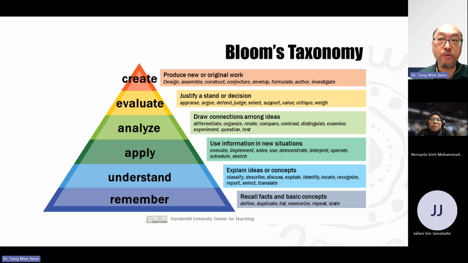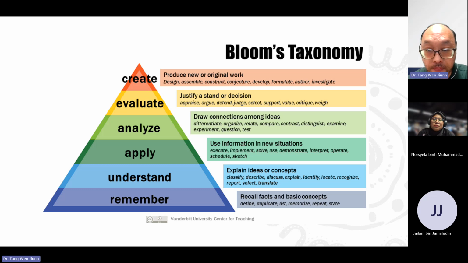So if we want the students to explain something, it means we're testing their understanding. If we ask them to create, or analyze the data given and give your opinion on this, then we know we are asking the students to analyze and evaluate. So Bloom's taxonomy will guide us and also guide the students on what to expect in that particular topic.